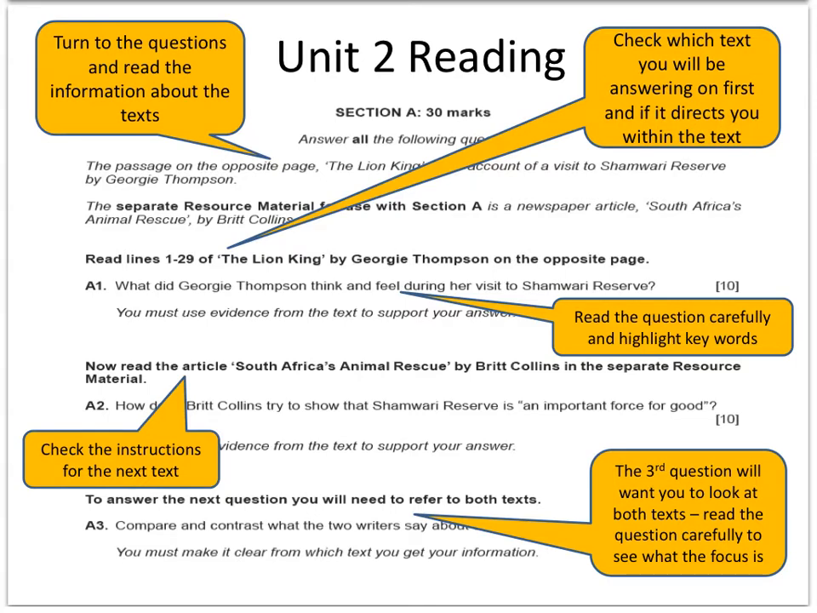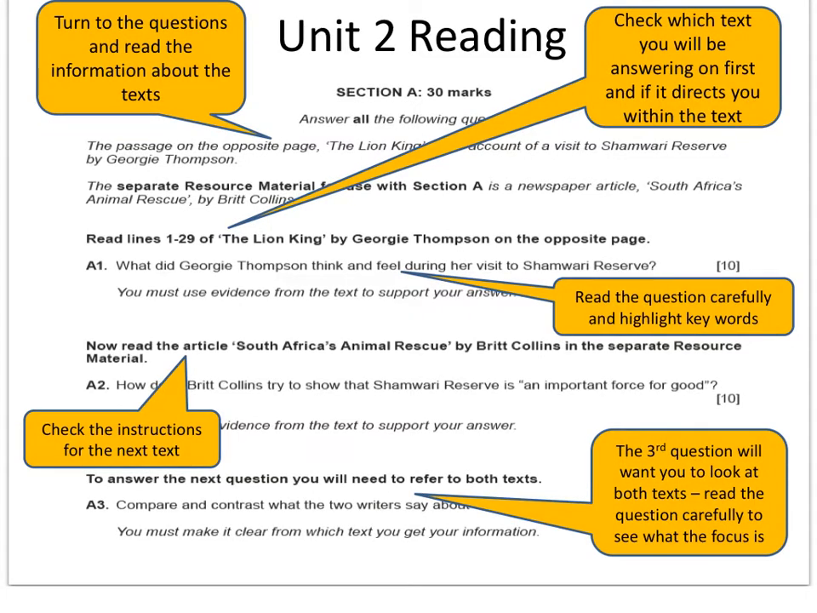If we then look at the third question, it is often the case in the third question that you'll be asked to look at both texts. So it says to answer the next question you will need to refer to both texts. Compare and contrast. So compare is what's similar, contrast is what's different. What the two writers say about Johann Joubert.